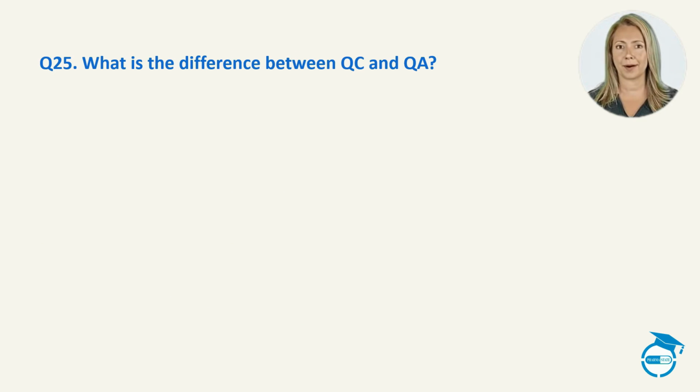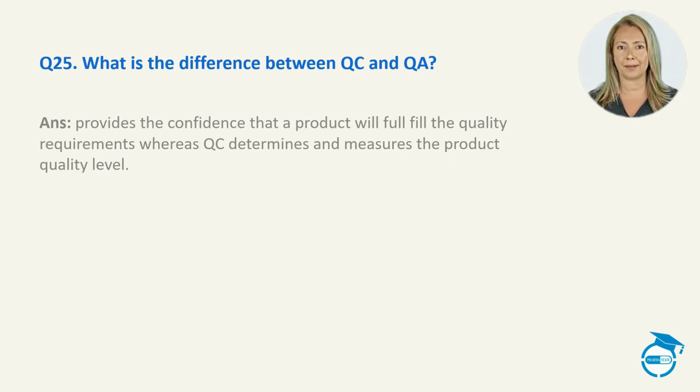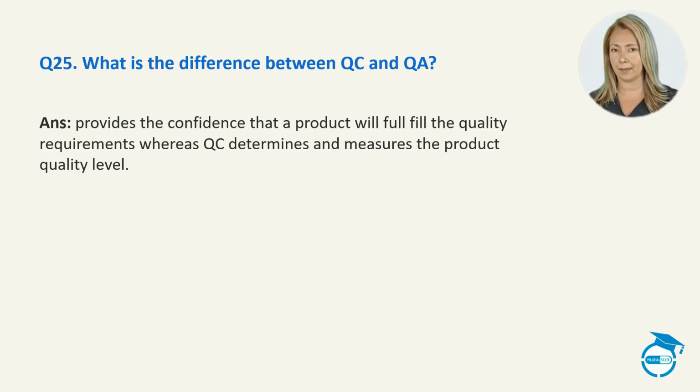What is the difference between QC and QA? QA provides the confidence that a product will fulfill the quality requirements, whereas QC determines and measures the product quality level.